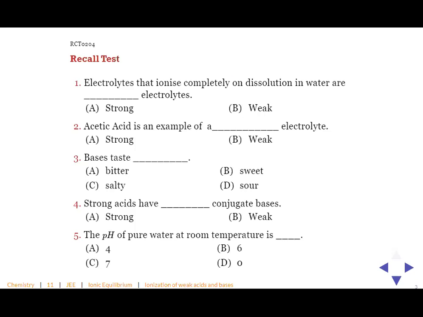Very good. Weak. Third: bases taste dash. This is a super easy question. We have studied it since class 7. Yes, very good. Bitter. Fourth: strong acids have dash conjugate base. Yes, very good, everyone. Weak conjugate base. Fifth: the pH of pure water at room temperature is dash. Yes, very good, 7. So this was fairly easy, right?